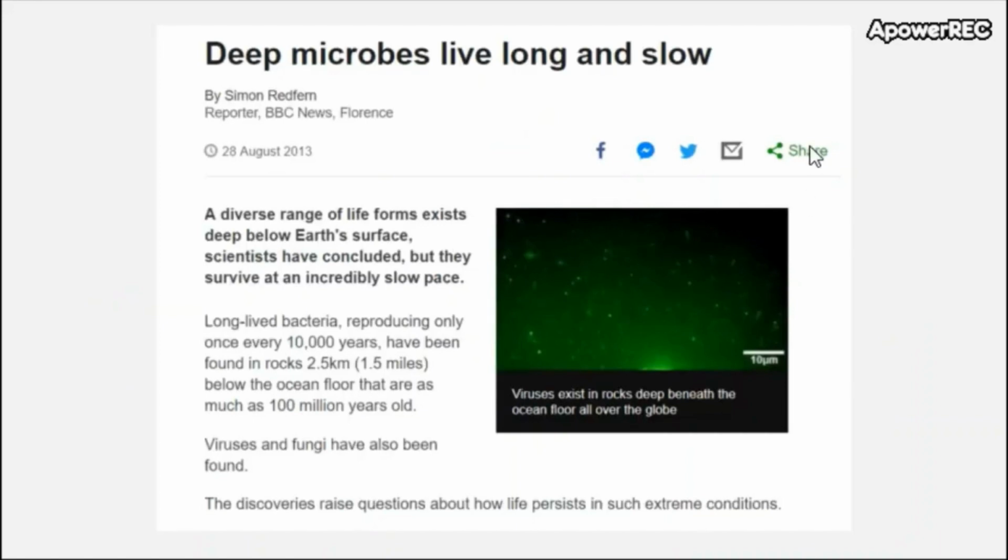However, there are some microbes that grow very, very slow. So this paper right here shows that there are long-lived bacteria that are reproducing only once every 10,000 years that live in rocks deep in the soil, about 1.5 miles below the ocean floor. And they can be as much as 100 million years old. So microbes have a diverse array of survival strategies. And so in certain environments where nutrients are not always the best or environmental conditions aren't always the best, they just grow slower rather than dying.